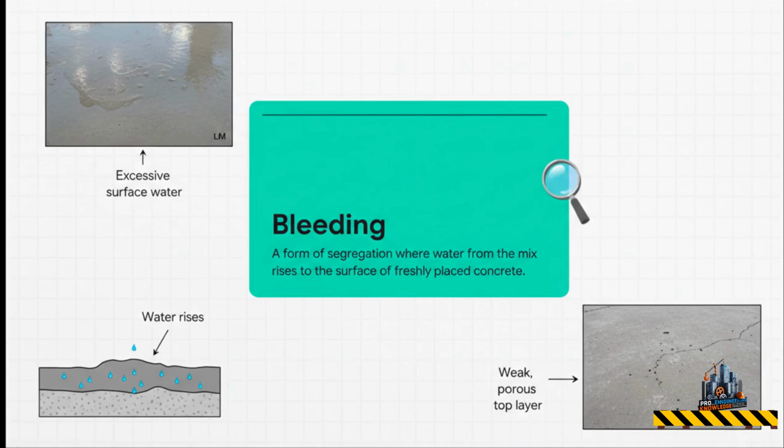Now, bleeding is actually a specific kind of segregation, and it's one of the easiest to spot. You've probably seen it. It's that layer of water that pools up on the surface of freshly poured concrete. Now, a tiny bit of this is totally normal, but when you see a lot of bleeding, that's a problem. It means too much water is coming out of the mix, and when that water evaporates, it leaves behind a really weak and porous top layer.